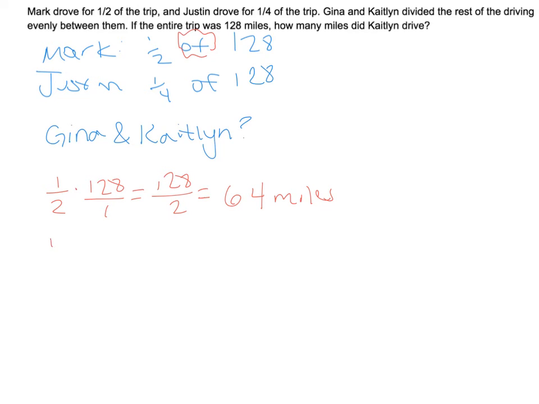Justin, on the other hand, drove 1/4 of 128. Again, that implies multiplication. So we're going to turn that into an improper fraction, multiply across the top and the bottom. 128 divided by 4 is going to give us 32 miles. And the rest is going to belong to Caitlin and Gina.